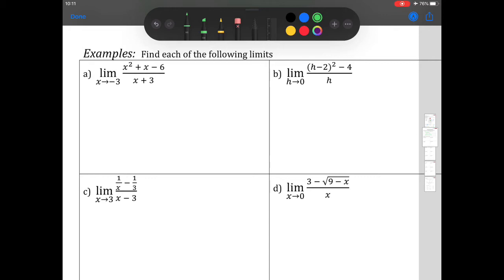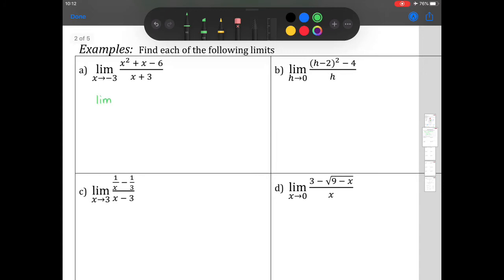Okay, so the limit as x approaches -3. If I substitute -3 in here, if I do -3 plus 3, I get a 0 in the denominator, which is undefined, so I cannot do direct substitution. So what did we say? Try to factor it. Can I factor this? Yes, I can. So I'm going to rewrite it, limit as x approaches -3.